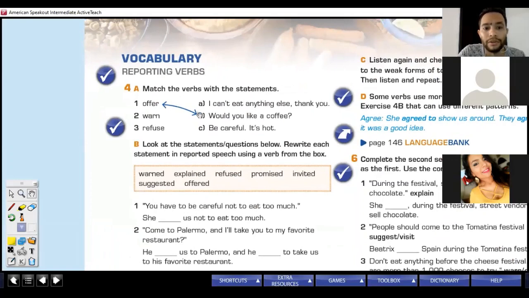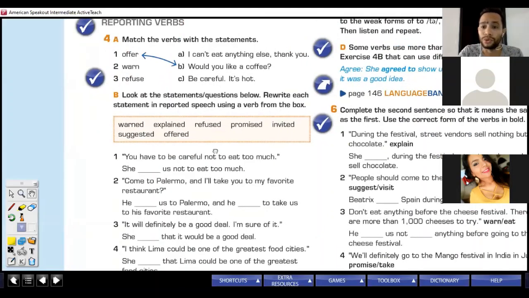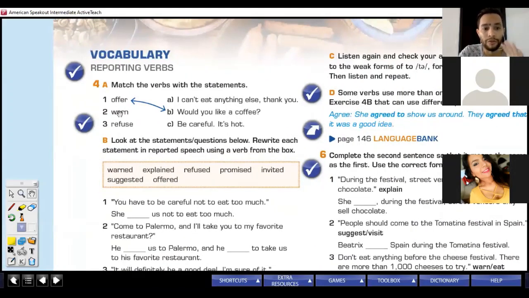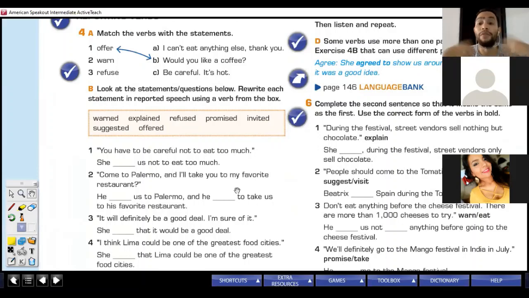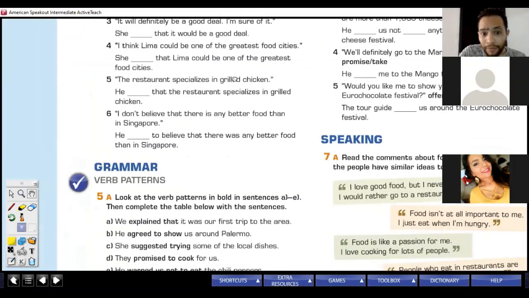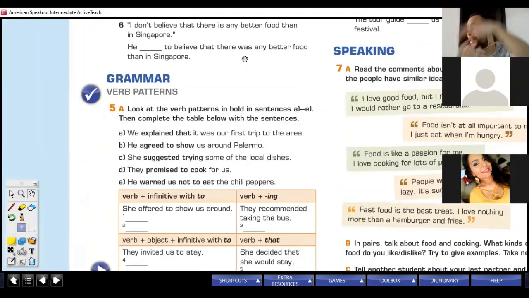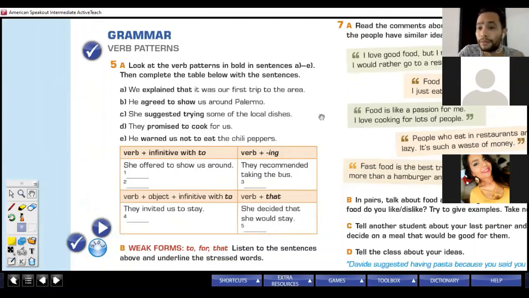And also, I gave you some special verbs that were in the slide presentation. I remember I sent that slide presentation to you, so you may have them on your computers or your cell phones to study. And here there are some of those verbs, like offer, warn, refuse, explain, promise, invite, suggest, and so on and so forth. Well, here in the book we got some of them, right? But today we are going to continue with a list of verbs and how to use them. And this is what we got, the verb patterns.